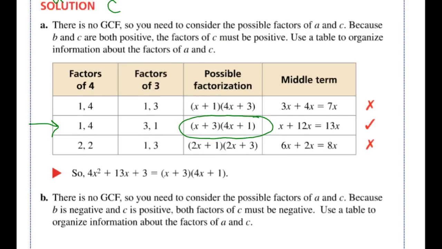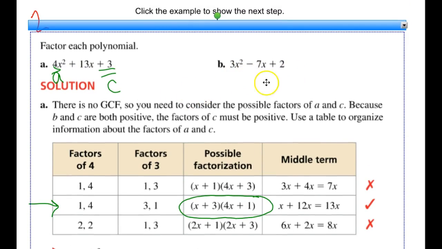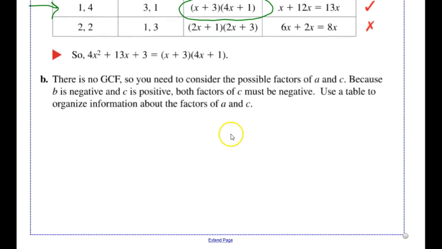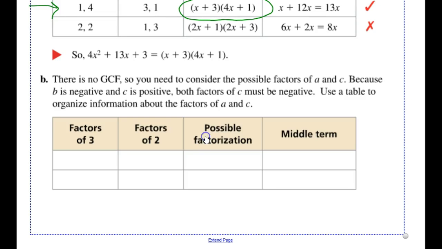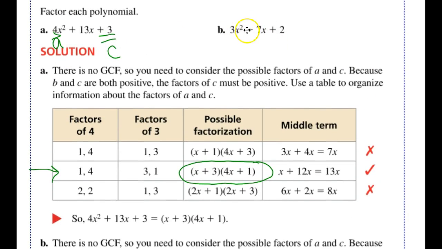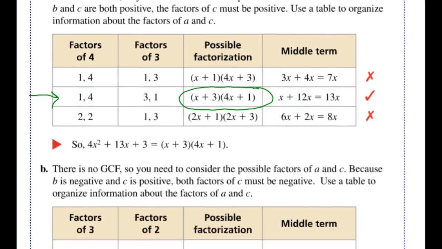So now let's look at b. Again, I always want to see, is there some common term that I can take out of all of my terms here? And there's not. So I know I have to just continue with factoring. So again, I want to use a table to organize my information. What I also notice is that I have this negative sign here. So this negative sign, with this being positive, tells me that both of my factors of this c term have to be negative, right? Because a negative times a negative will get me a positive, but a negative plus a negative will still get me this negative. So I have to keep that in mind a little bit.